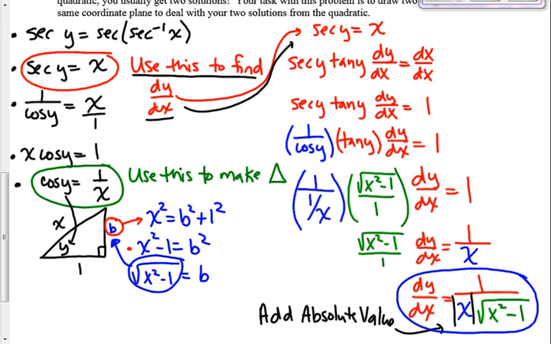Then to get b all the way by itself, I need to take the square root, and I end up with this last thing down here, that b is the square root of x squared minus 1. Went back up to where I was finding my derivative.